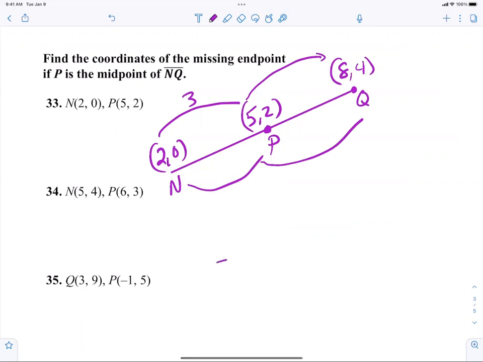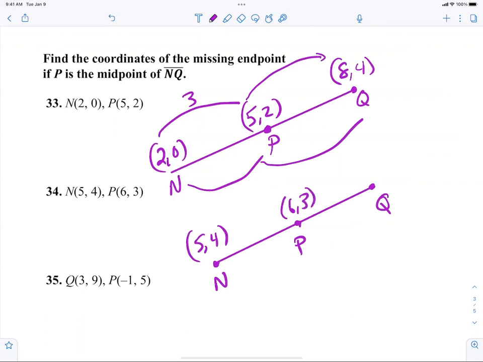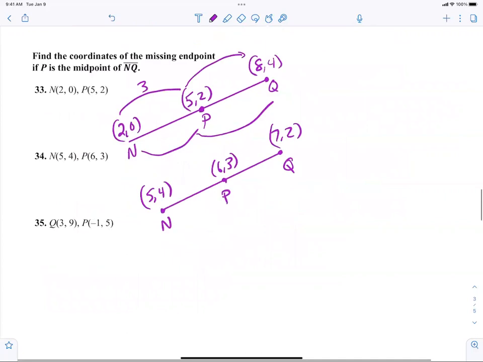So now let's try 34 just to see how you're doing. And you don't have to draw it out if you don't need it. 5, 4. Someone else now. 6, 3. Speak up. So Q must have been what? Say it again, Sebastian. I'm good. Anybody having a problem with 7, 2? Easy, right? Very simple. All right, so knock out 35.